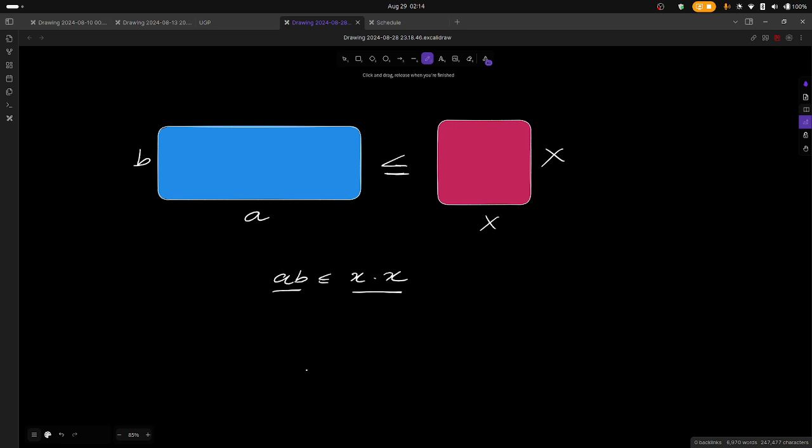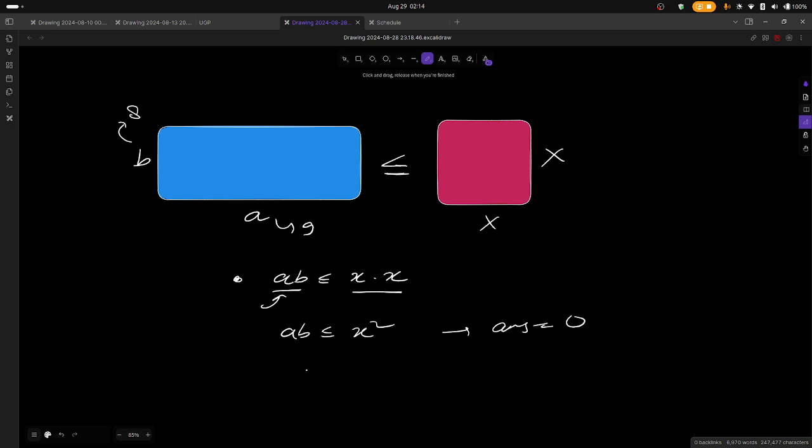Now this is our goal, but what if we have this already? If AB is already less than or equal to x squared, then our answer is 0. We don't need to change any dimension. But what if it isn't? Let's say this is 8 and this is 9. What do we want to do? We want to minimize this value AB.